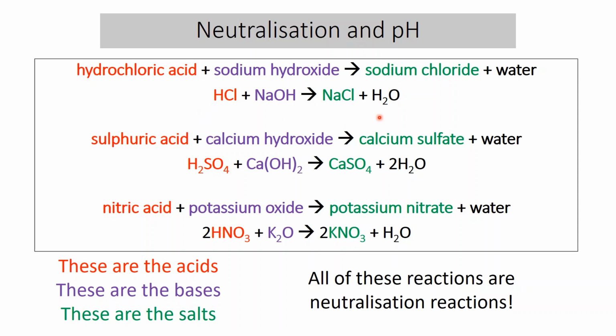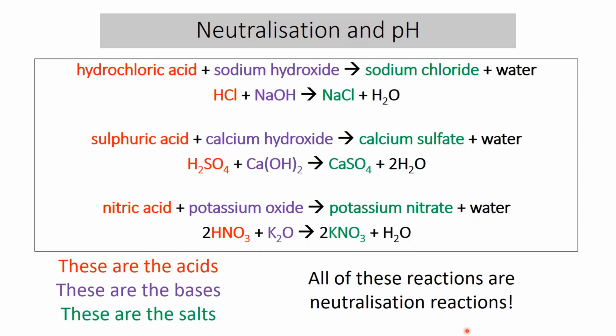The first one is very straightforward, it's already balanced. The second one already is balanced, but remember that the 2 here means that there are 2 hydroxide ions in this substance here. And the last one is the most difficult to balance. You need 2 nitric acids because you've got 2 potassiums to form 2 potassium nitrates, and water, of course.